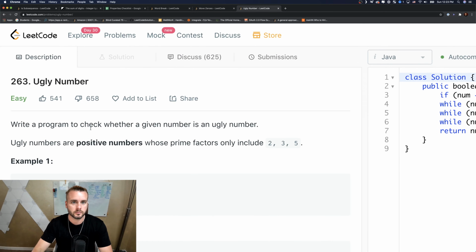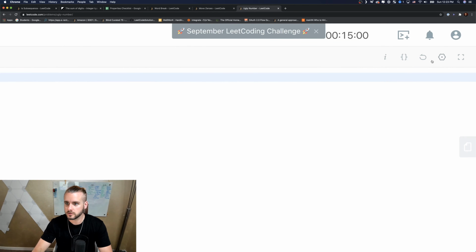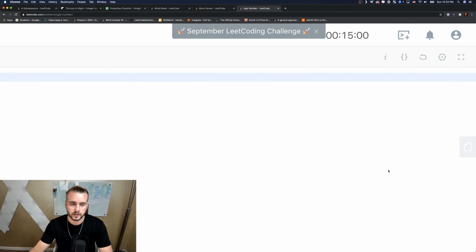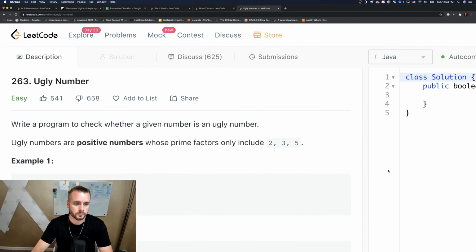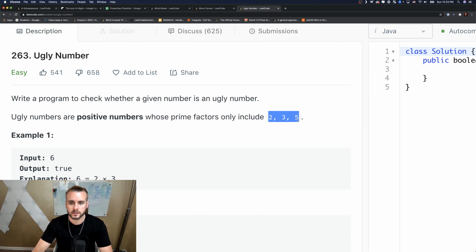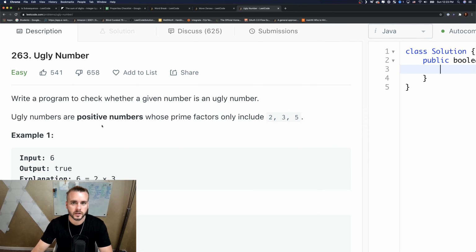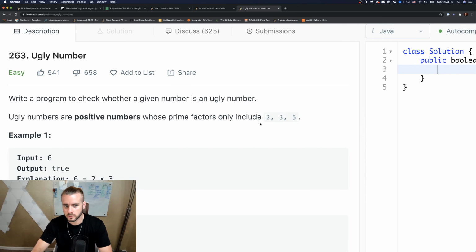The intuition behind this is we just divide the number by these three prime factors as much as we can, and if the remainder is 1, then it is an ugly number, and if not, it isn't.